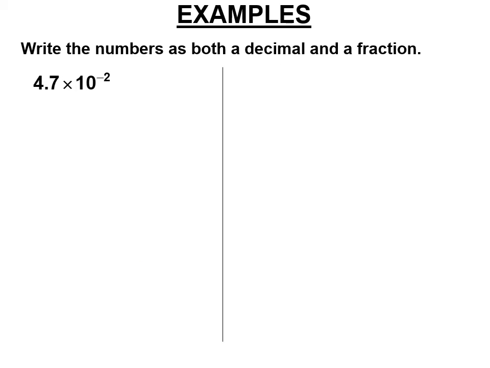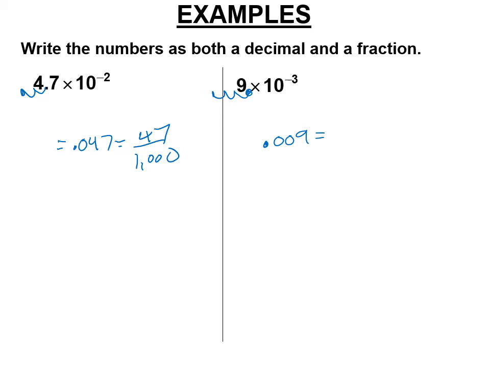Write the number as both a decimal and a fraction. Well, I just showed that. Move it twice, you get 0.047, which is 47 thousandths, right? 3 places over. 9, move it 1, 2, 3. We got 2 zeros, 0.009 or 9 thousandths. So notice both of those were thousandths, but this was to the negative second because it's where the number ends.